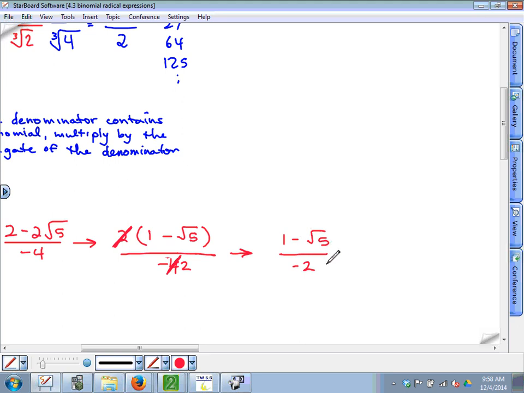What could we then do? We could multiply by negative 1 on the top and bottom. So that would give a positive 2 on the bottom. And you'd have to distribute that negative 1, so you'd get negative 1 plus the square root of 5. That would be the answer you'd want to type in. Crazy, huh?